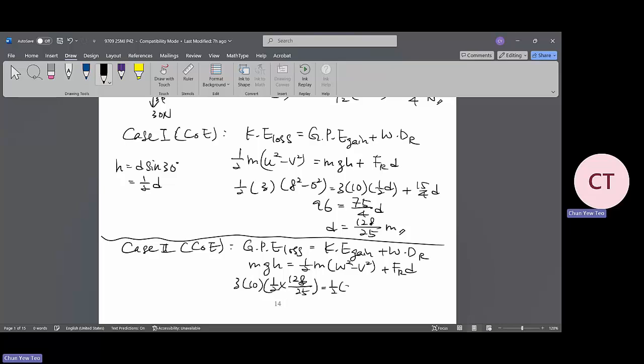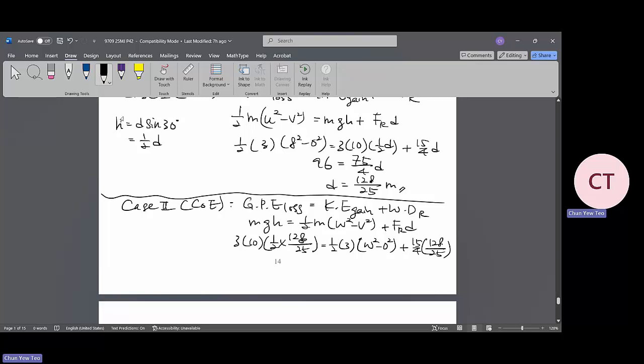So it's actually half multiplied by D. This one, the mass is 3, the w squared you do not know, the v is 0, plus the work done by the resistance. The work done by the resistance is actually 15 over 4 times D, and D is 128 over 25. So all you need to do is just press the calculator. You will get 3 over 2 w squared equals everything added up.